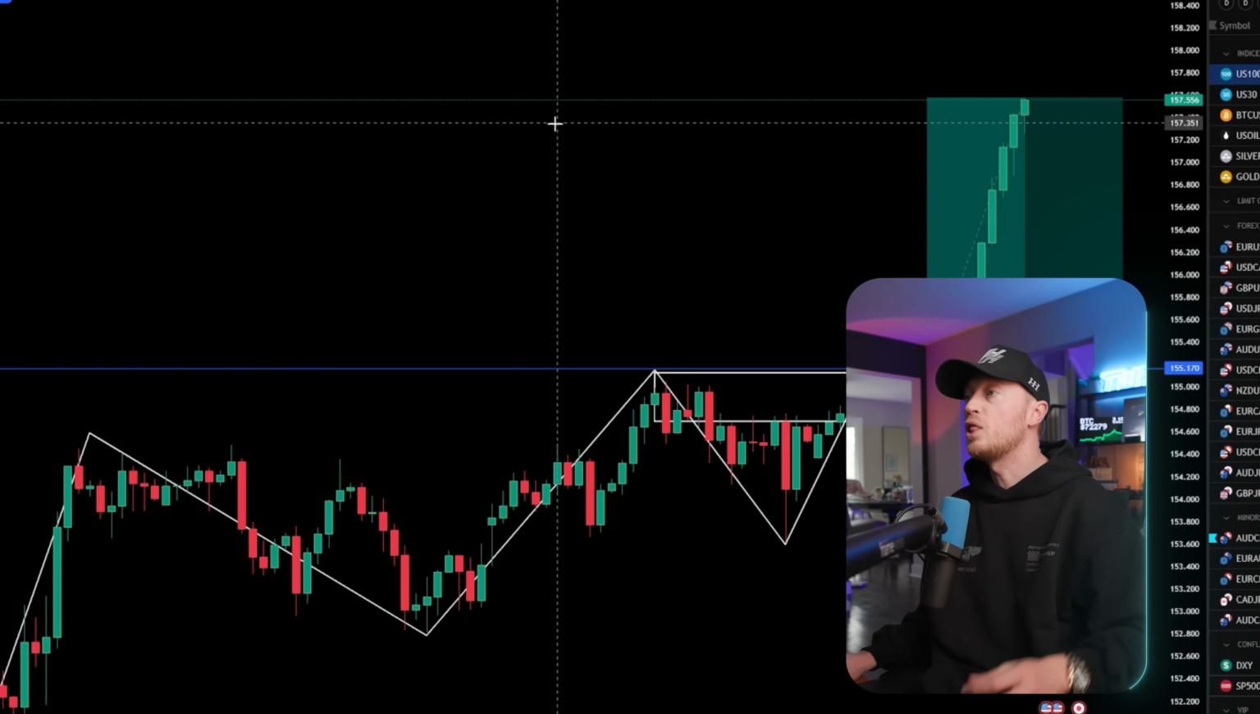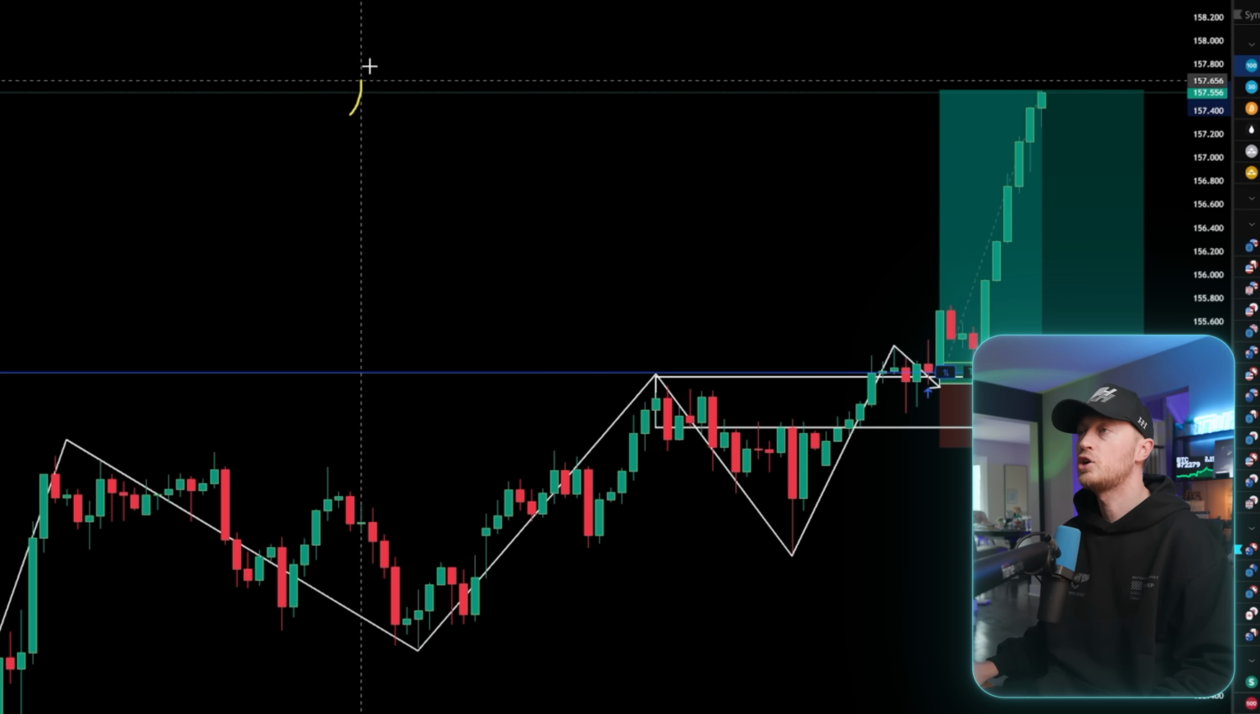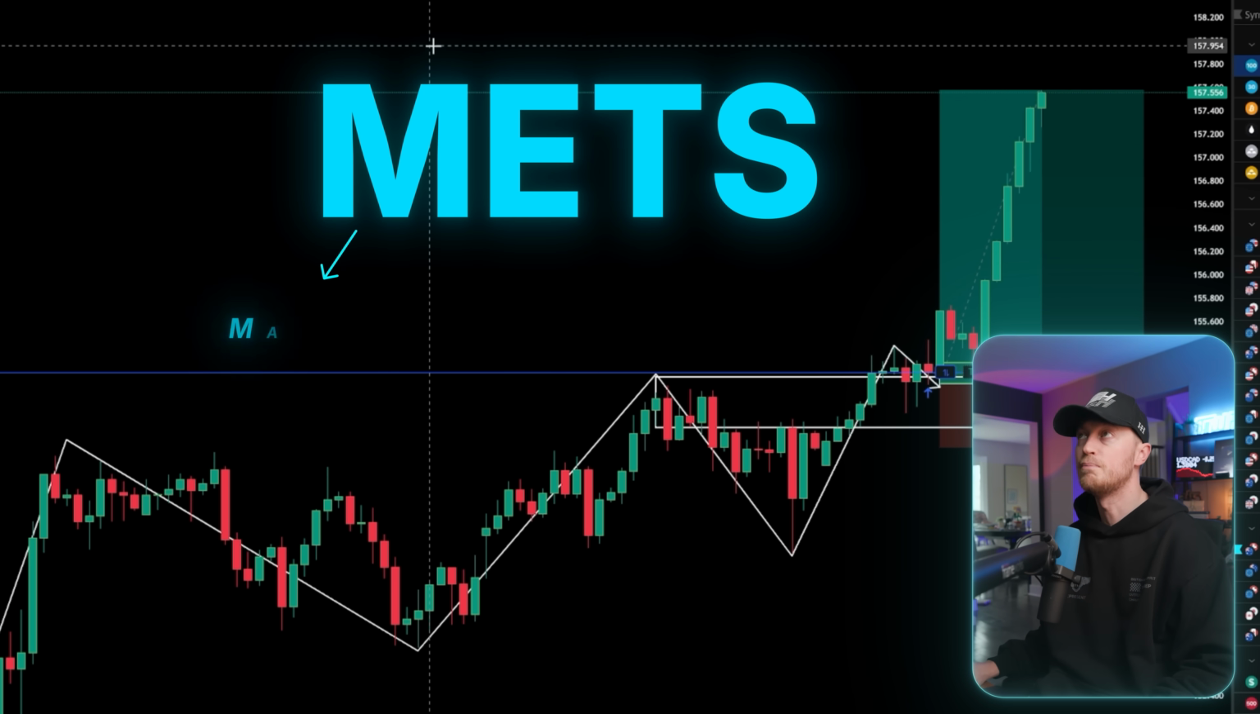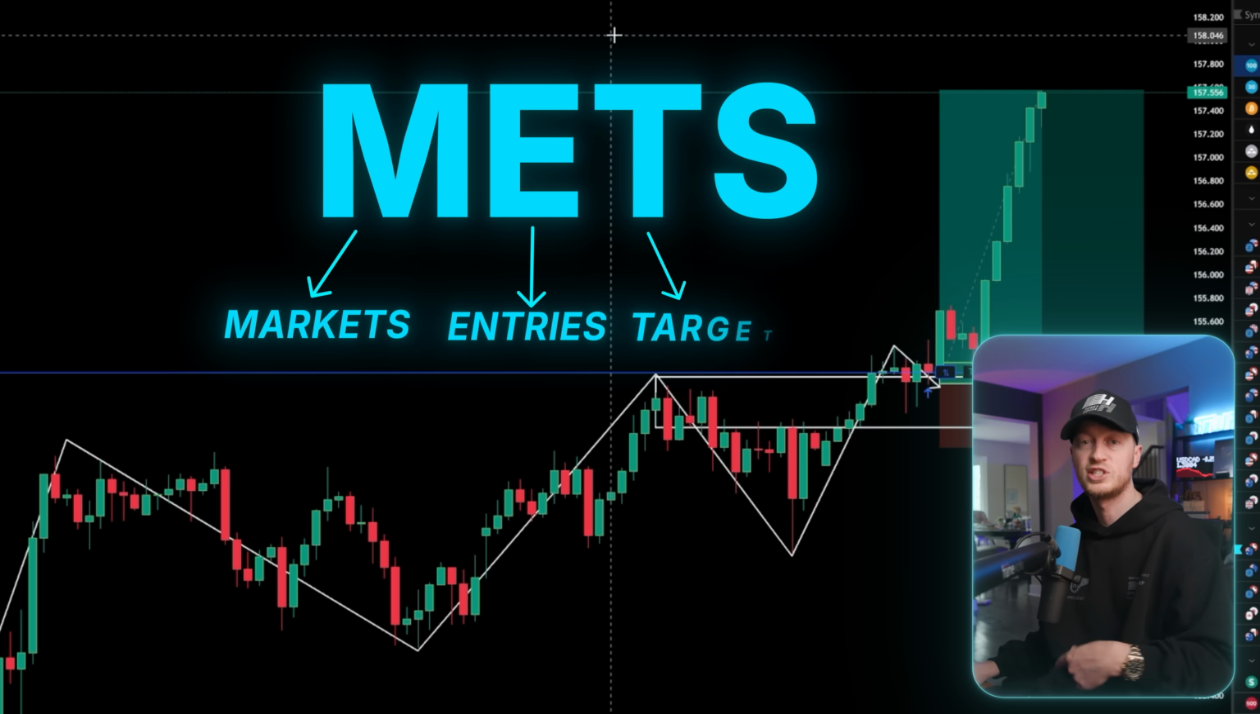Now, when I'm trading and trying to be consistent, I always use a framework. I do this to make sure that I'm following the rules of my strategy, and I call it METS. This stands for market, entries, targets, and stops.